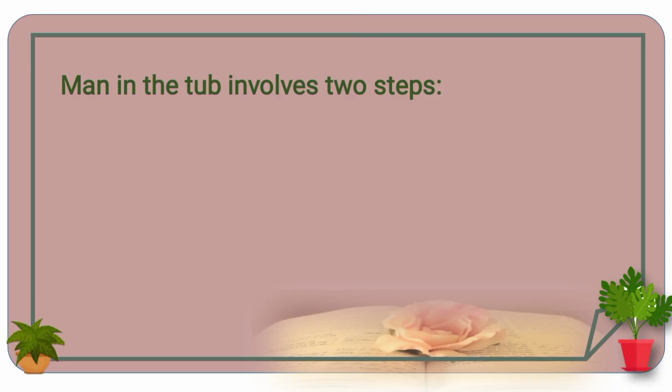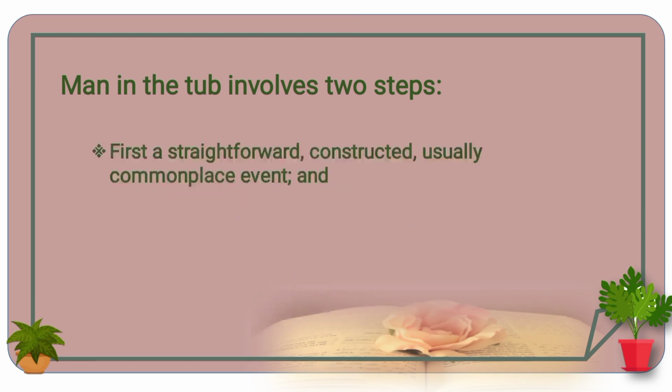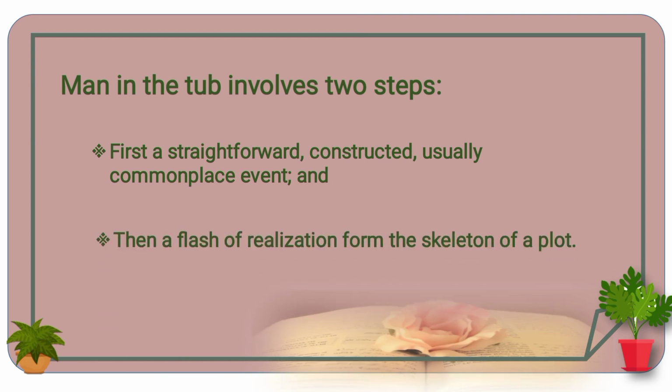Man in a Tub involves two steps. First, a straightforward, constructed, usually commonplace event. And second, a flash of realization can form the skeleton of a plot. So meaning, ang Man in a Tub ay nagkakaroon ng realization yung mga character in the story. So yan yung iba't ibang uri ng plot.